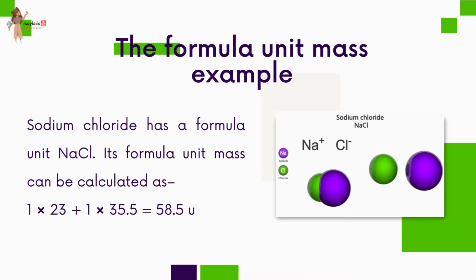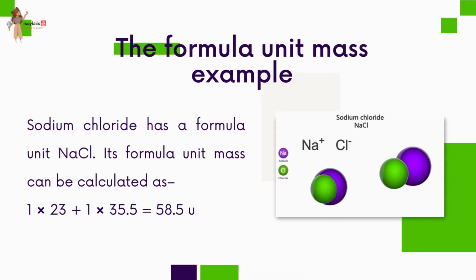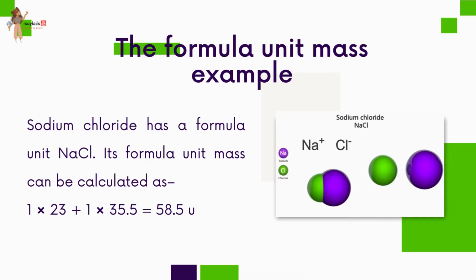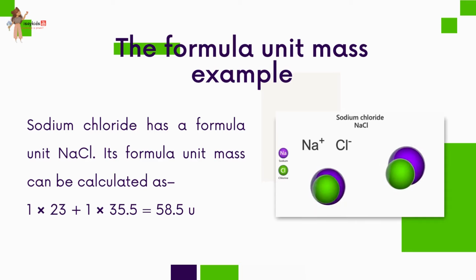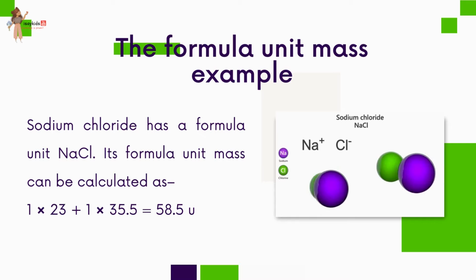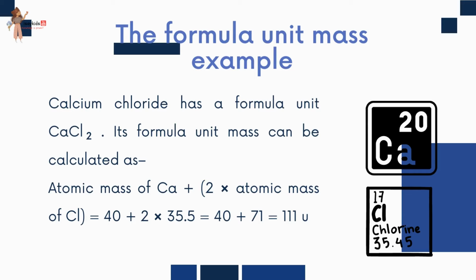For example, sodium chloride has a formula unit NaCl. Its formula unit mass can be calculated as 1 into 23 plus 1 into 35.5. 23 is the atomic mass of sodium and 35.5 is the atomic mass of chlorine. So, the total mass is 58.5U.